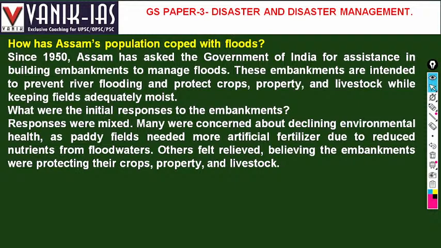Responses were mixed. Many were concerned about declining environmental health, as paddy fields needed more artificial fertilizer due to reduced nutrients from the flood waters, because floodwater inundation earlier made the fields rich. But as the embankments came, the situation reversed. So more and more manure needed to be added, because the silt in the flood enriched the fertility of the soil. Others felt relieved, believing the embankments were protecting the crops, property and livestock.